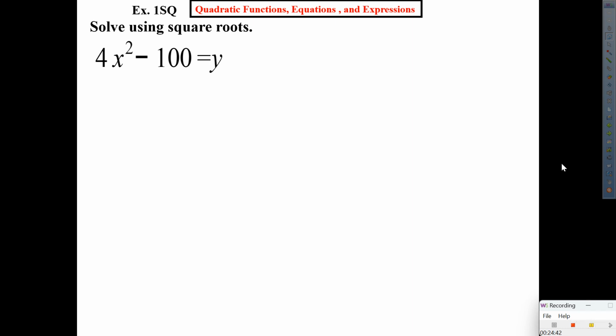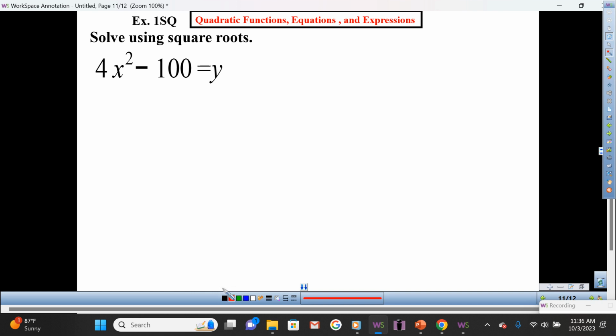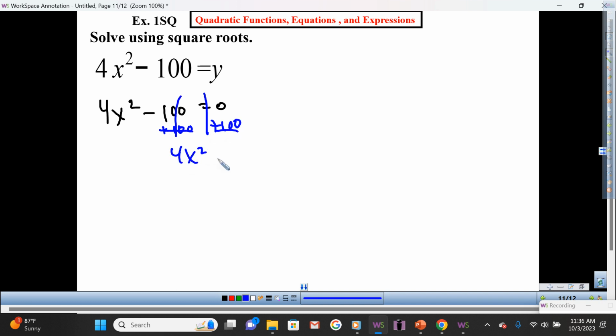All right, here we go. So, Kimberly, I'm going to get you started. Step 1, standard form, yes. And then change to y. Okay. Change the y into 0. Okay, continue from there. Add 100, add 100. We got 4x squared equals 100. Then what do? Divide by 4, so that is x squared equals 25. And then square root, x equals plus minus 5.